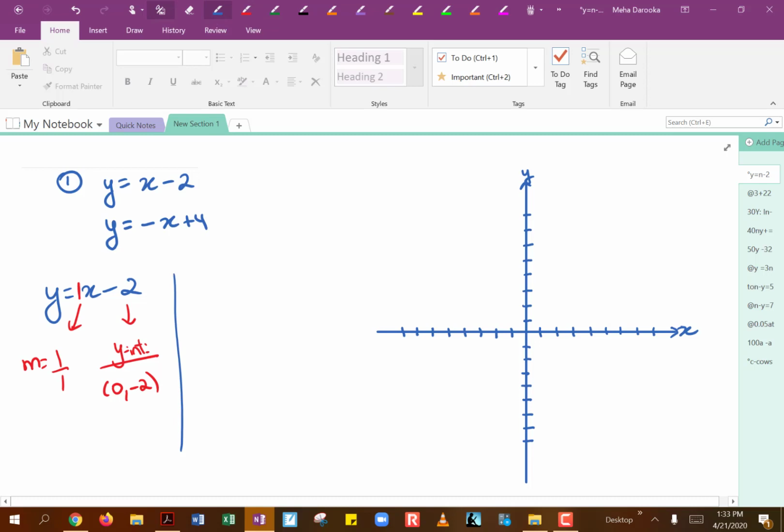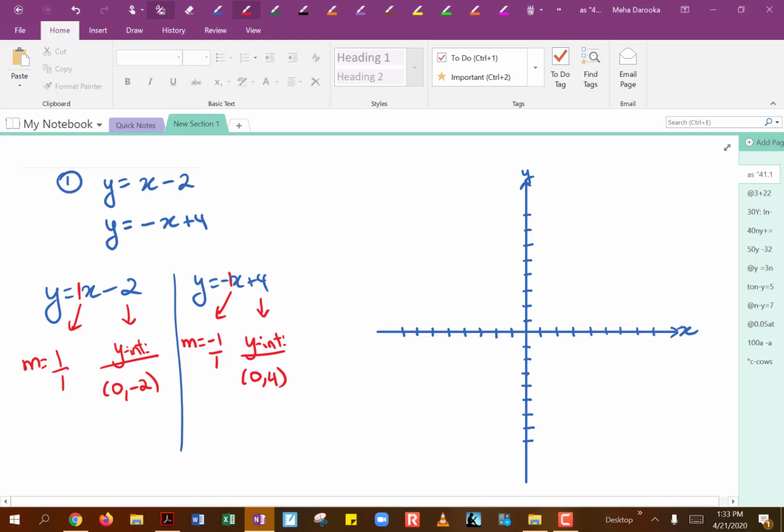For the second equation, we have y equals negative x plus 4. Again, the plus 4 gives you the y-intercept, which will be 0, positive 4. Since this is a negative 1, that means we have a slope of negative 1 over 1. With a negative slope, you can go down and right, or you can go up and left. So let's take a look at both of these graphs.